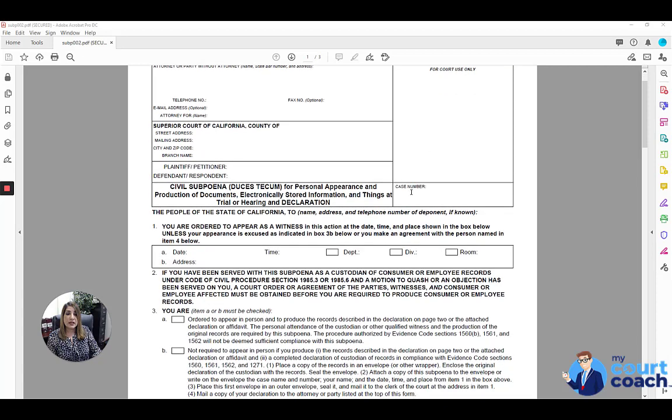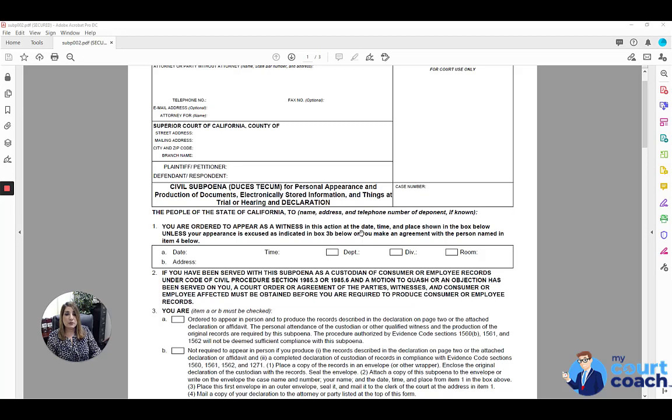at the top. You would use this form if you wanted to secure the appearance of a witness at a trial or hearing in your matter, and you also wanted them to bring certain documents and information with them. There is also a way to have those documents and information produced in advance of the hearing, and we will go through that as well.